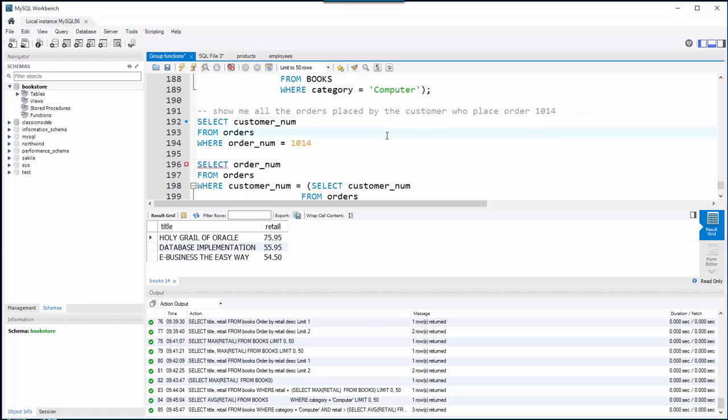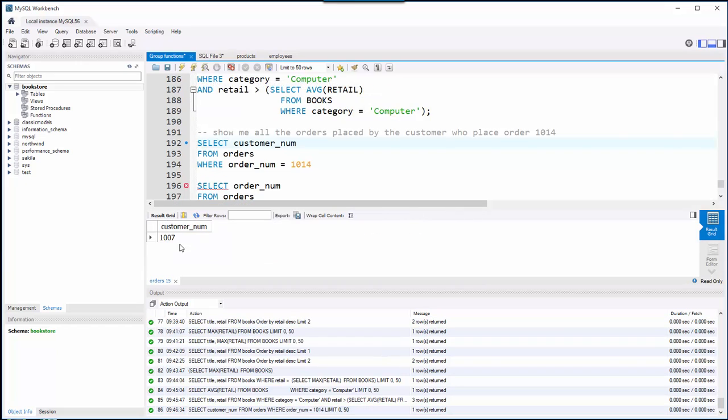So then the first question is, well, gee, who is the customer that placed that order? All right, so using the book database, I'm going to grab the customer number from orders that has that number, right? So all we have is the order number, and somehow we know we've got a problem with it. So I run that, and I figure out, well, the customer who placed that order is 1007.